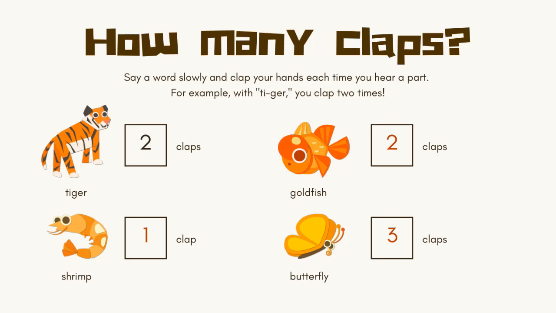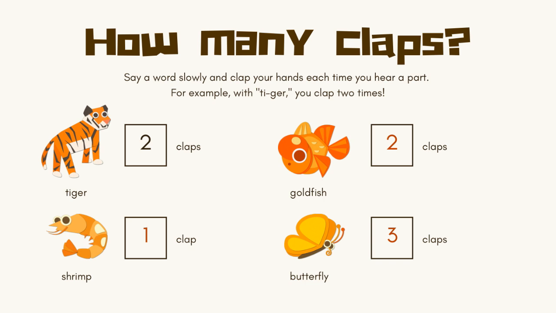All right, let's look at this slide. First, you see the claps and numbers, right? This is a fun way to demonstrate how we can use clapping to understand syllables in words. When I say a word slowly, I clap each time I hear a part or a beat. For example, with the word tiger, I clap twice because it has 2 syllables. This technique helps us break words into manageable parts, making it easier to learn pronunciation and rhythm.